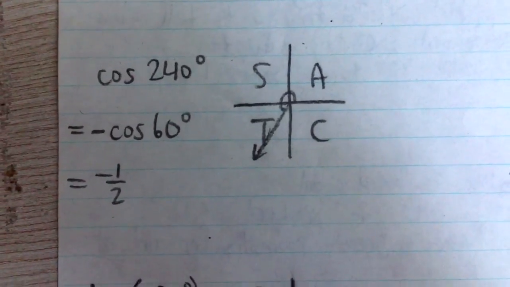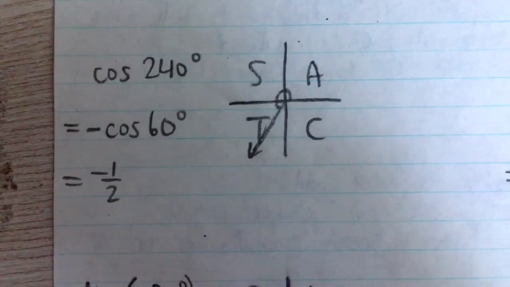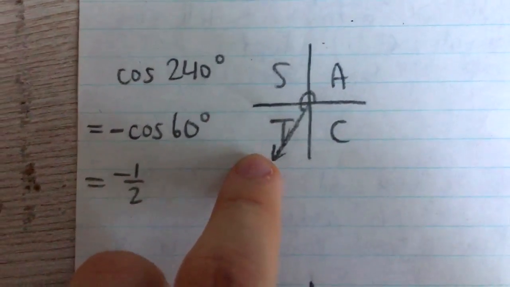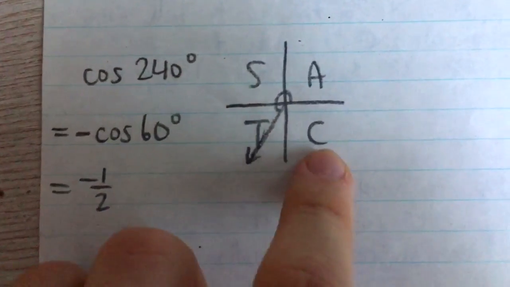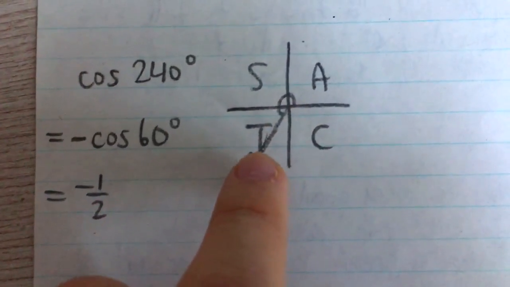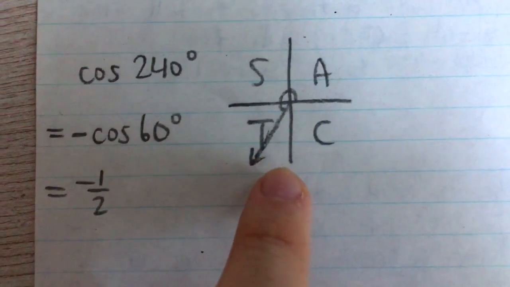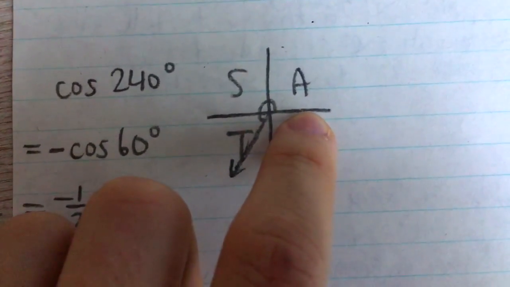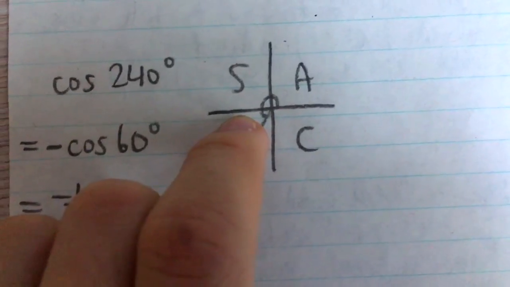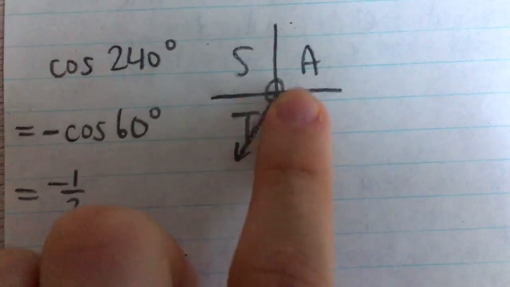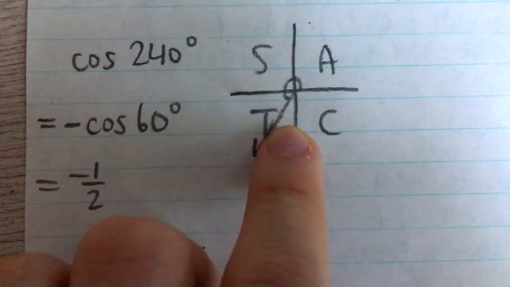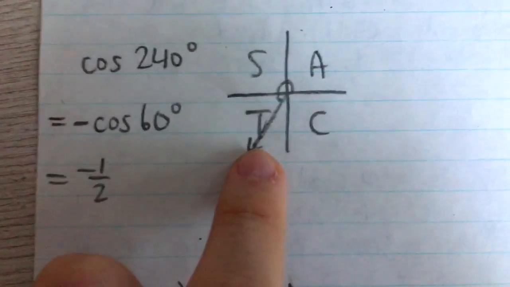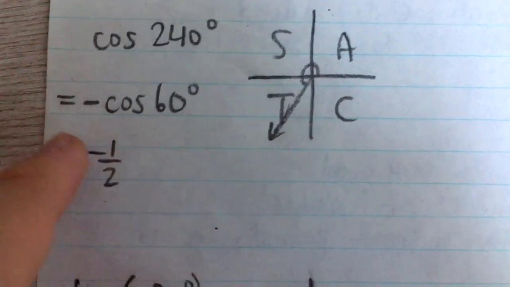Next, we have to find cosine of 240 degrees. Once again, we're going to use the axes and the All Students Take Calculus, or CAST, rule to know which ratio is positive in which quadrant. At 240 degrees, we count from here: that would be 180, and then plus 60 brings us down here. So this angle is in the third quadrant, and cosine is negative in the third quadrant.